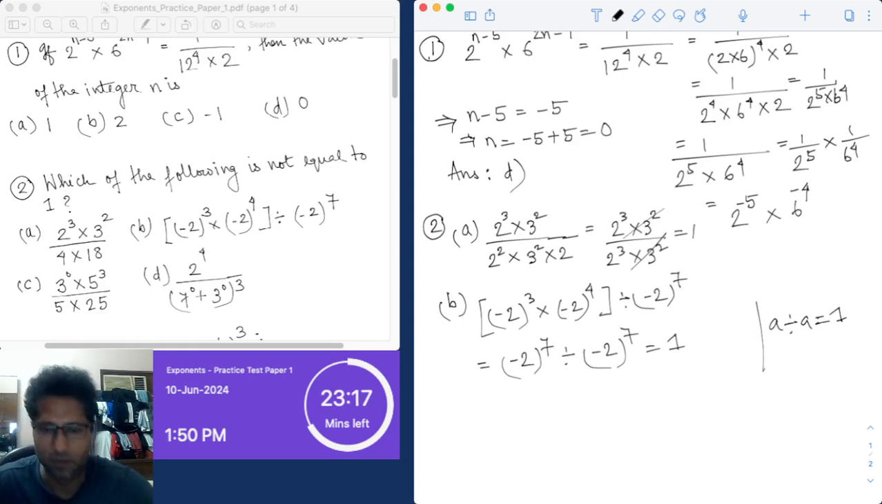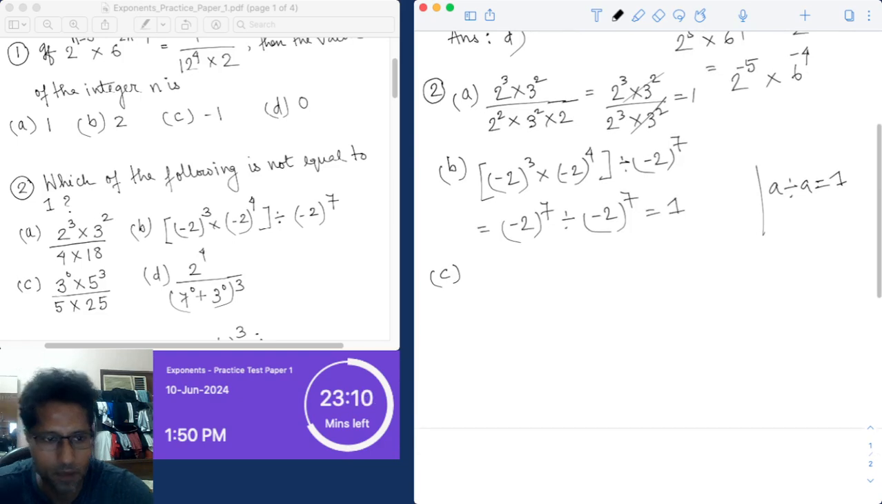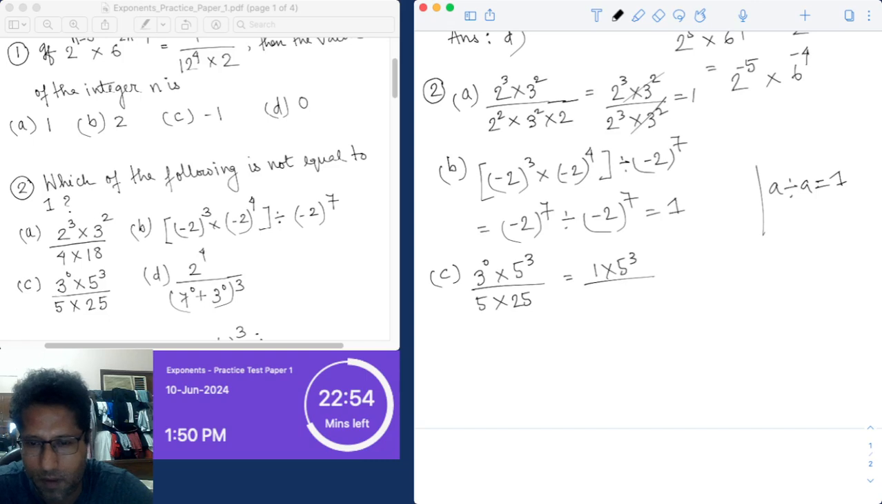So this is 1. So definitely B is not the correct choice. We have to find the choice which is not equal to 1. What is C? 3 to the power 0 multiplied by 5 cube divided by 5 multiplied by 25. 3 to the power 0 is obviously 1. We have 5 cube, and this is 5 into 5 square, that is 5 cube. This is obviously 1.